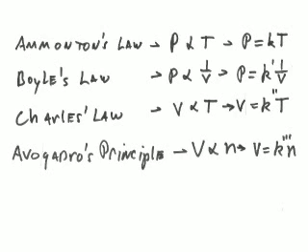And so, we have the ABC of gas laws. Amontons' law says the pressure of the gas depends on its temperature. Boyle's law says the pressure of the gas depends on the reciprocal of the volume. Charles' law says the volume depends on its temperature. And Avogadro's principle says the volume depends on the amount of gas.